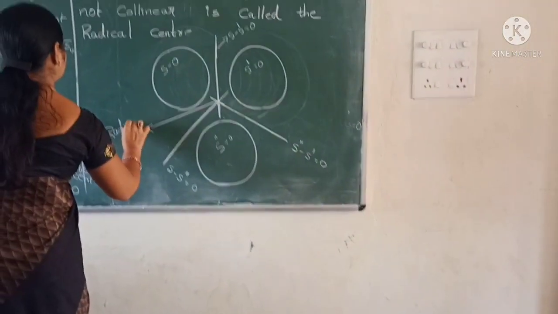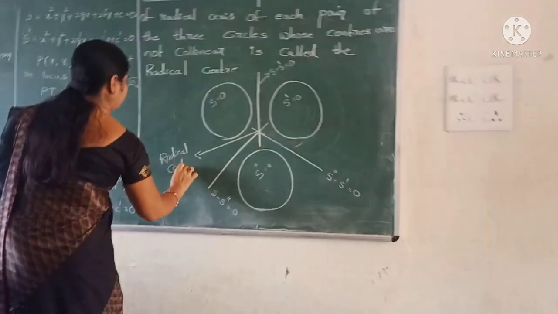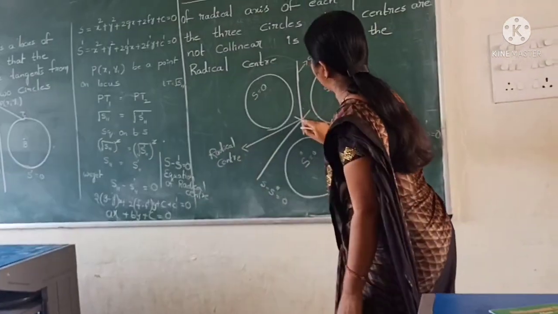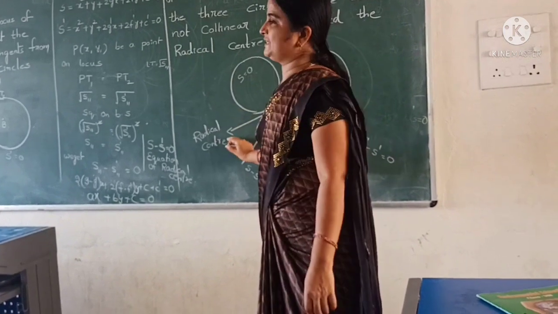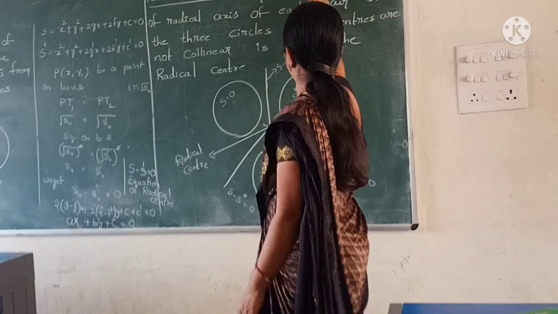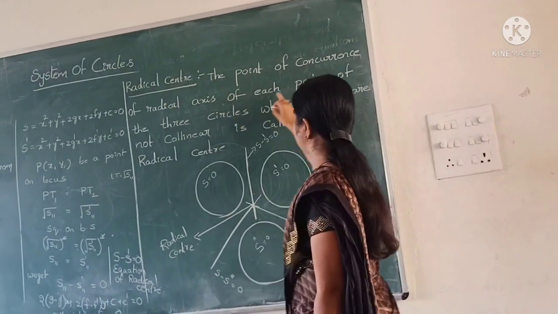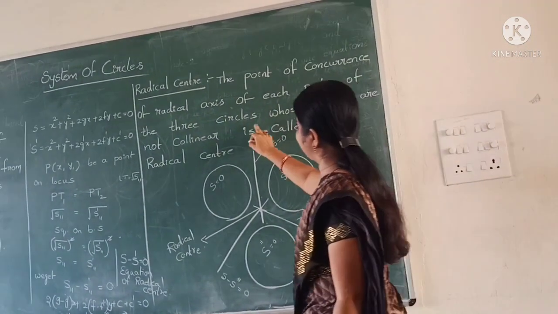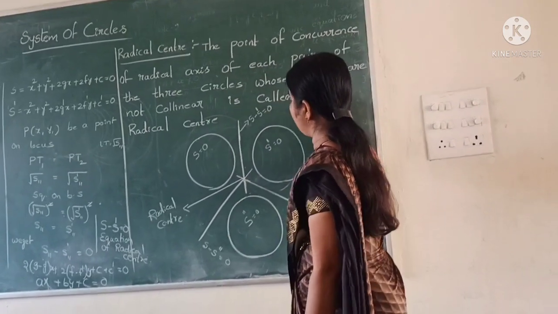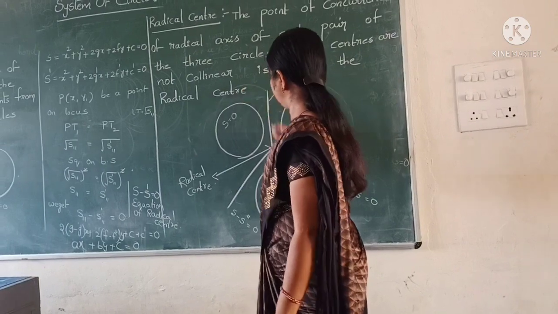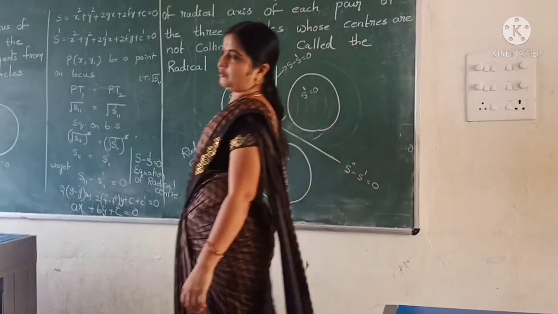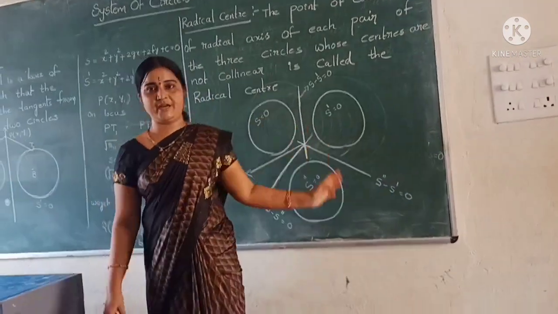This is called the radical center. The point of concurrence is called the radical center. So the point of concurrence of radical axis of each pair of three circles whose centers are not collinear is called the radical center. So this is the radical center of the circles. Okay? So children, we have to do one more problem about the radical center.